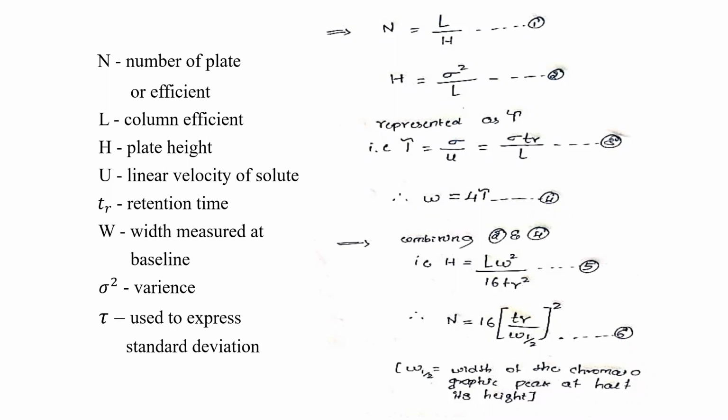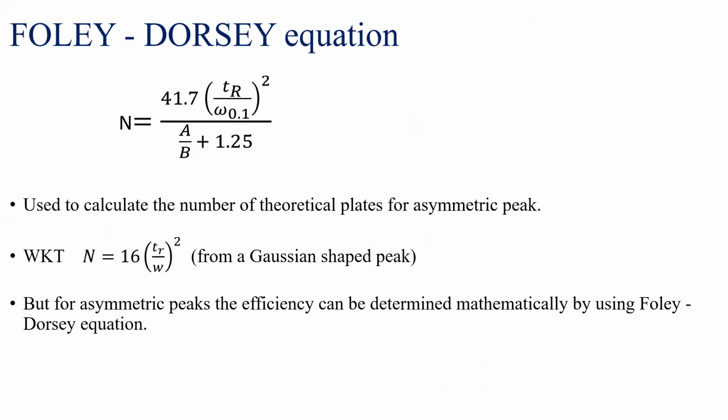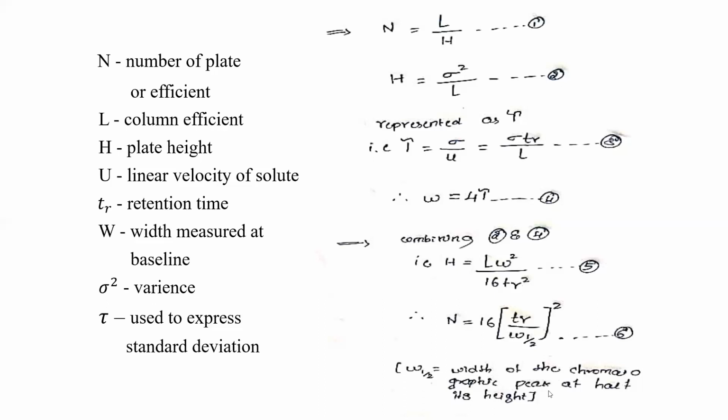That is, n is equal to 16 TR square divided by W square. So in general, the number of theoretical plates can be approximated as n is equal to 5.545 into TR square divided by W half square, where W half is the width of the chromatographic peak at half its height.